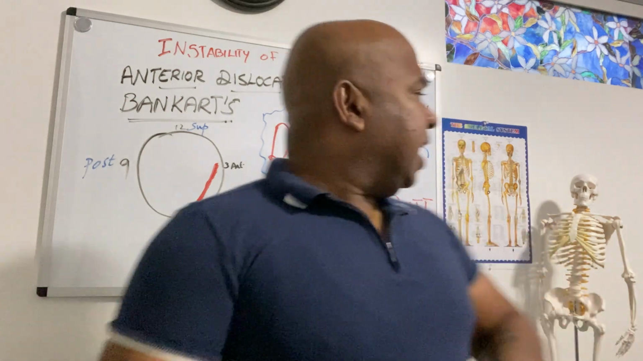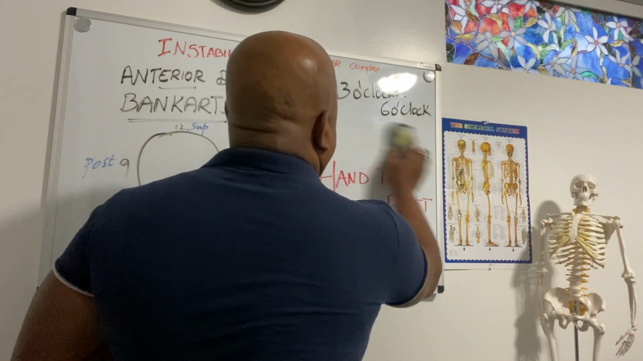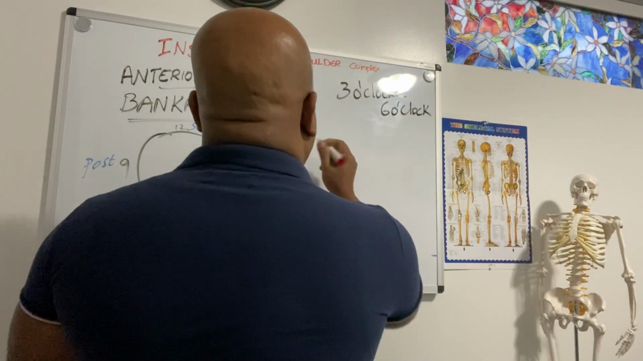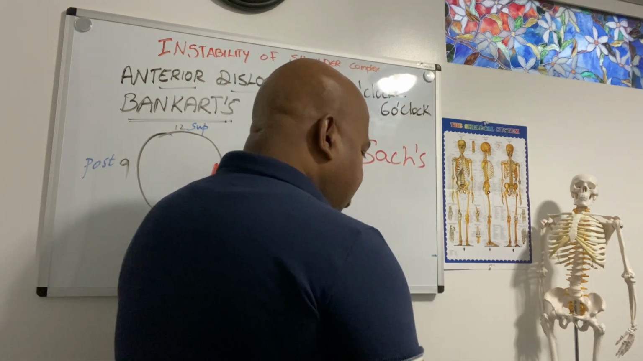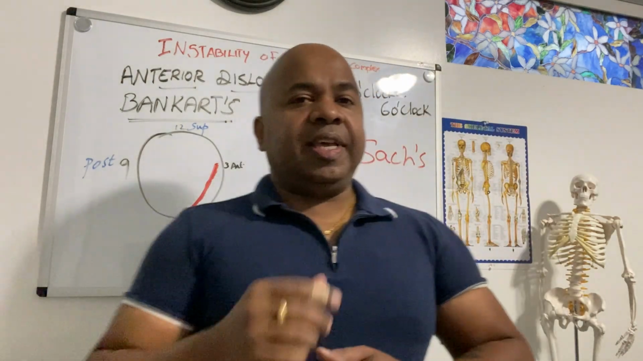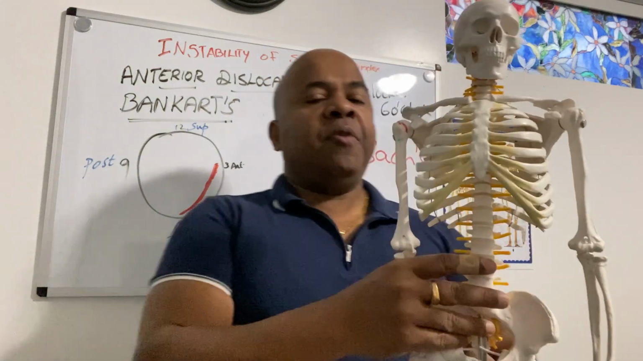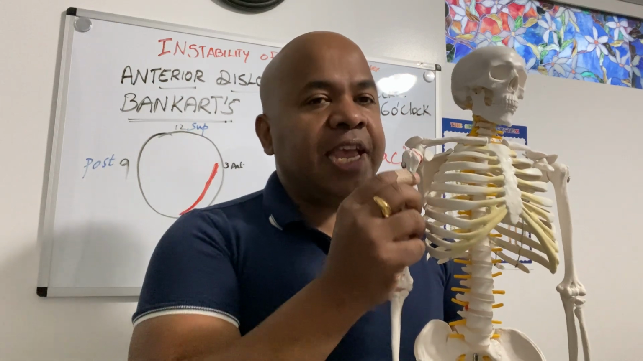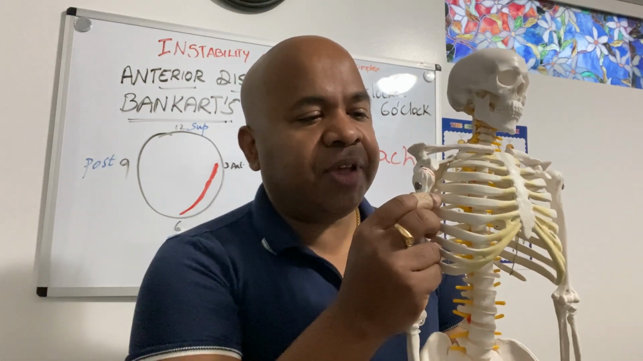Next, let us see about the Hill-Sachs lesions. What do you mean by the Hill-Sachs lesion? Hill-Sachs lesion is when there is an anterior dislocation. When there is an anterior dislocation, what is happening to the head of the humerus? The head of the humerus is moving anteriorly, inferiorly, and medially.